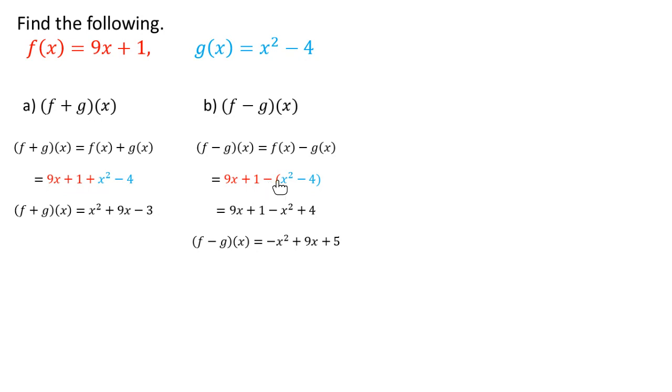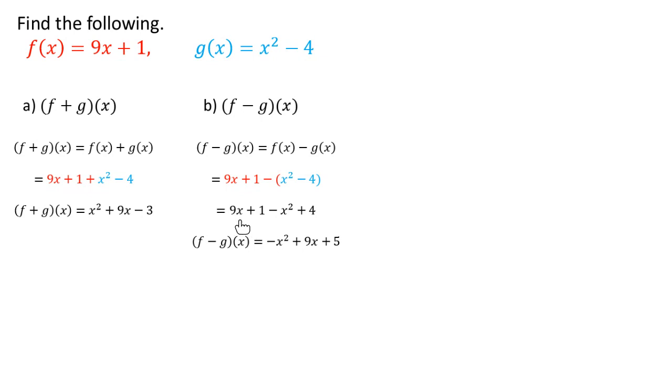A negative times a positive x squared is going to give me a negative x squared. A negative times a negative is a positive, and it's going to be positive 4. And we're going to do the same thing as before. Let's combine our like terms. So we want to pick the highest exponent variable, which is this x squared, but it's a negative x squared, so that one goes first.